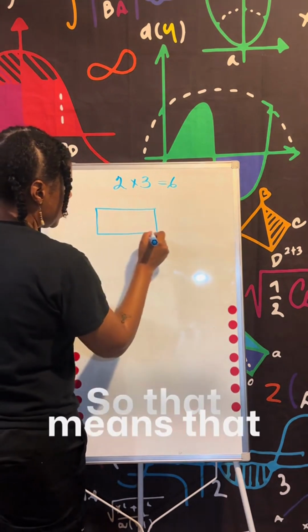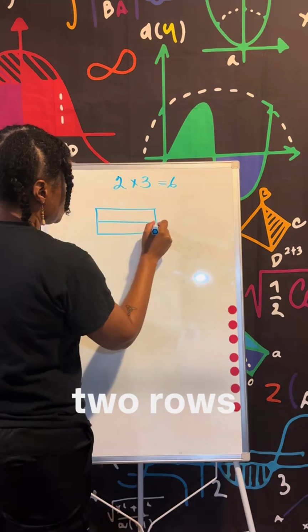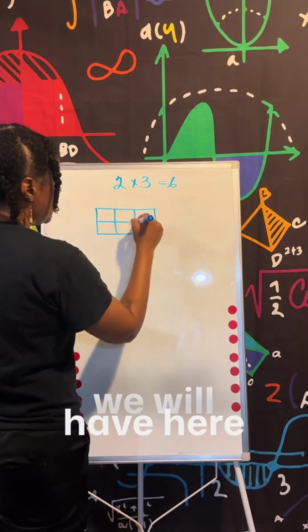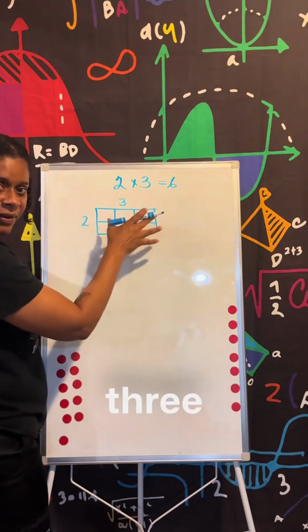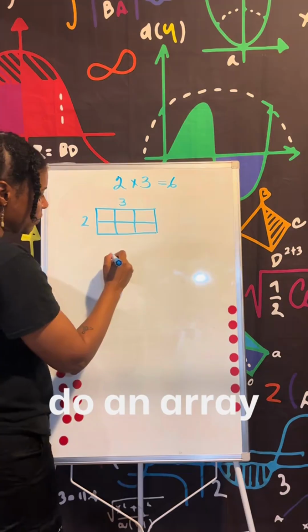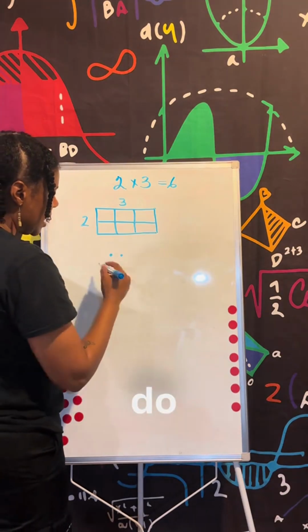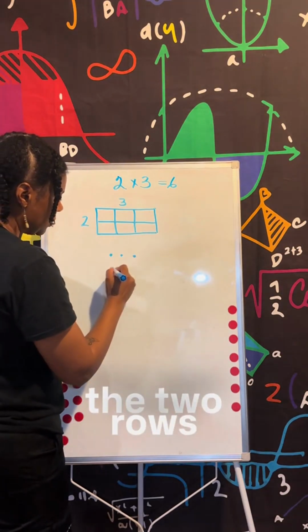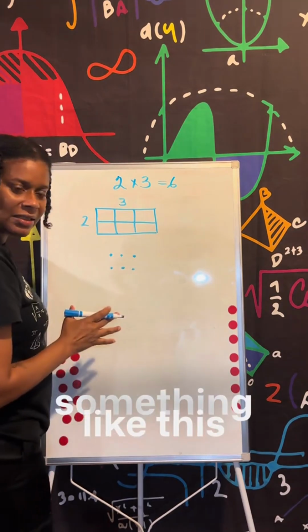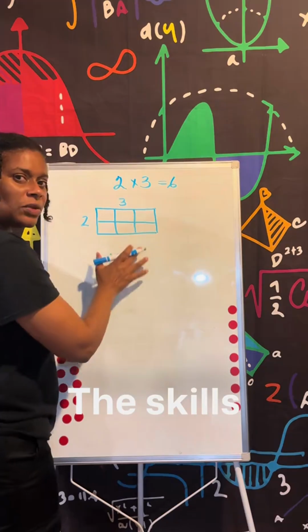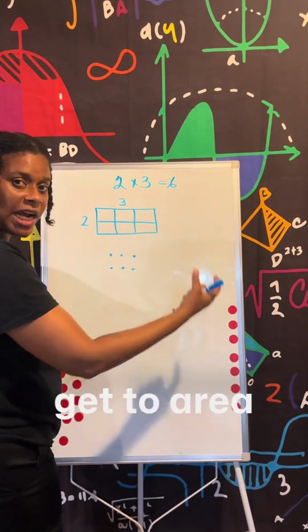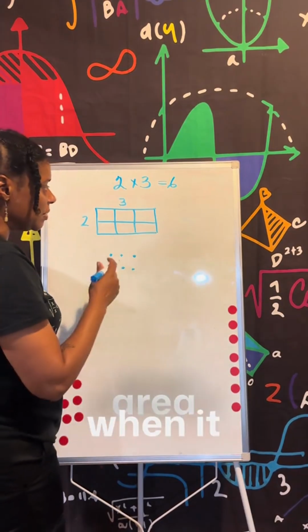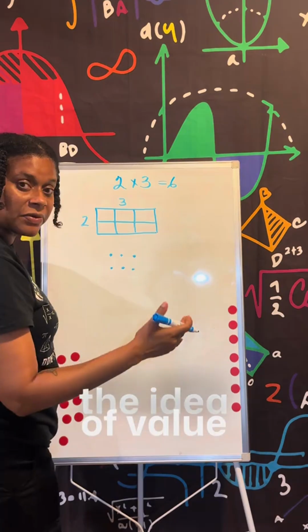Okay, so that means that we're going to have our 2 rows, and they should be able to recognize this as a 2 by 3. Okay, and then maybe they do an array where they do the 2 rows, and maybe they do something like this. The skills and the concept behind this are extremely important when they get to computing area, when it moves from area to the idea of volume.